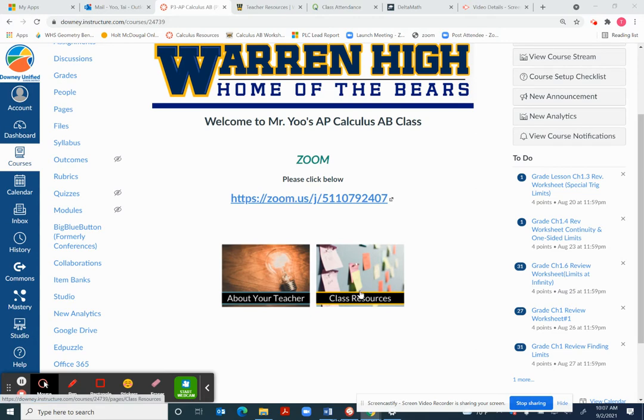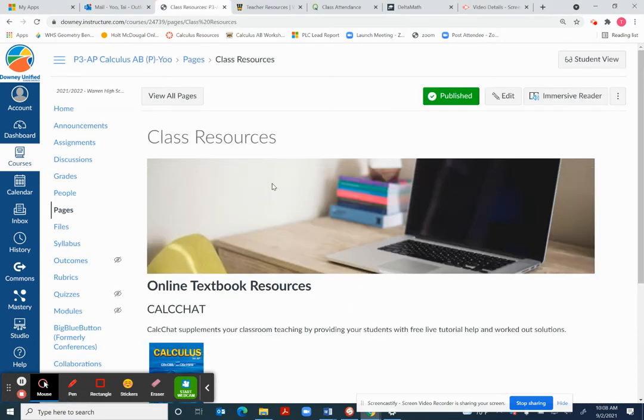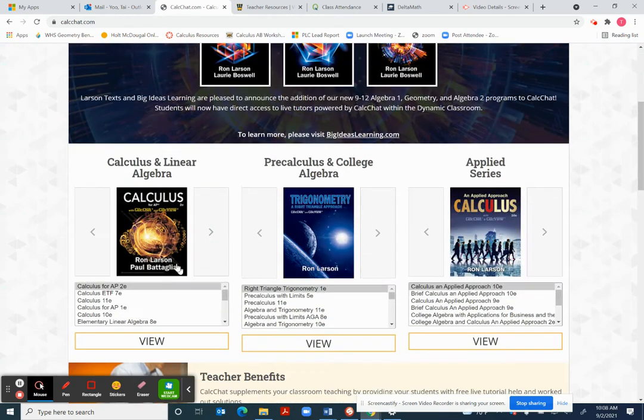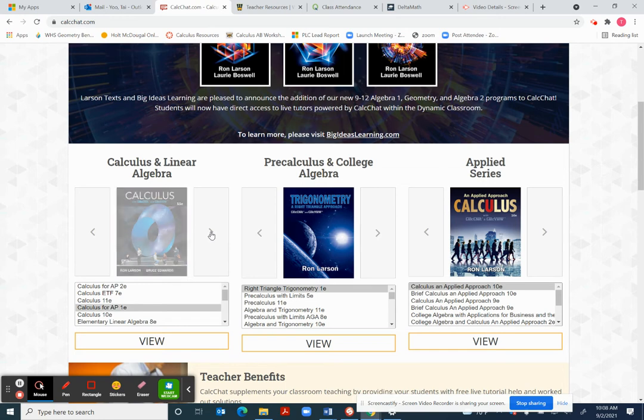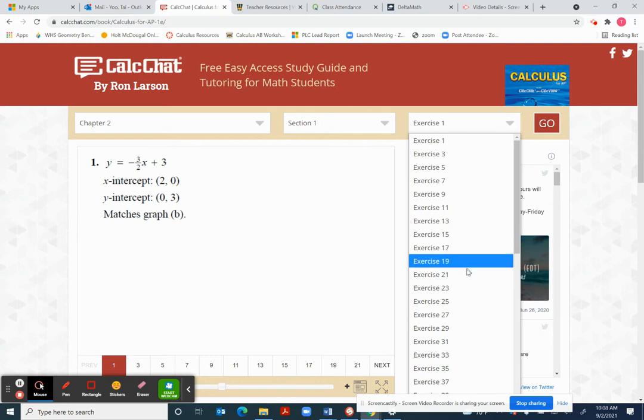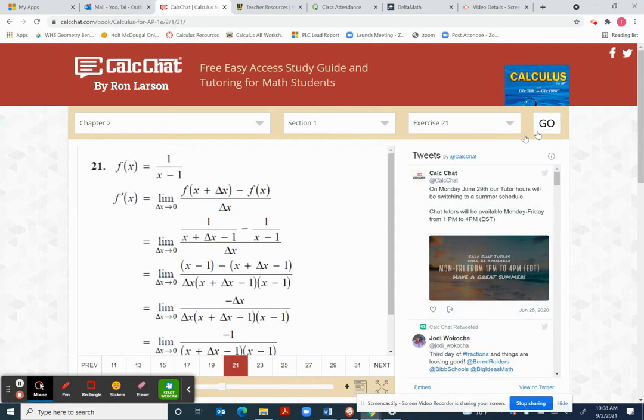Now, for class resources, right here, you go ahead and click on the class resources. And I think I already told you this. All right, so we go to CalChat, which is your solutions. And we go to calculus on the very left, and then you press arrow till you find your textbook, which is this one. And you click on your textbook. And let's say we're working on chapter 2 and section 1 today. And let's say you are stuck with number 21. And then you go, and it shows you how to find the solutions like that.